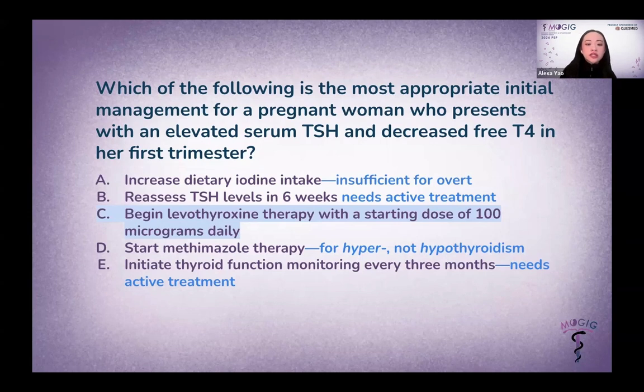Option A, increasing dietary iodine intake, is incorrect because whilst supplementing iodine is important for all pregnant women, in this case, it's not sufficient to manage overt hypothyroidism, where thyroid hormone replacement is required. And D is wrong because methimazole is used to treat hyperthyroidism and not hypothyroidism.